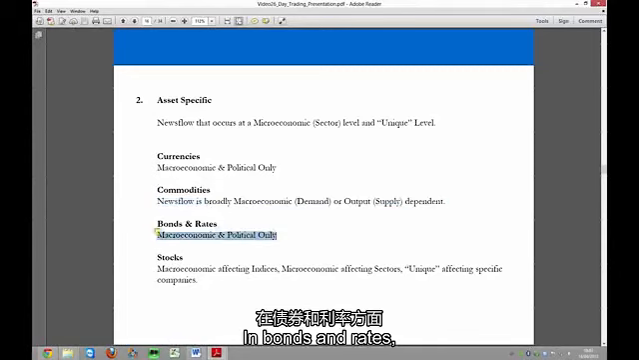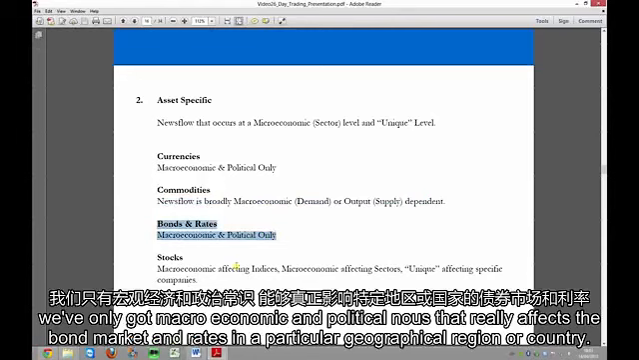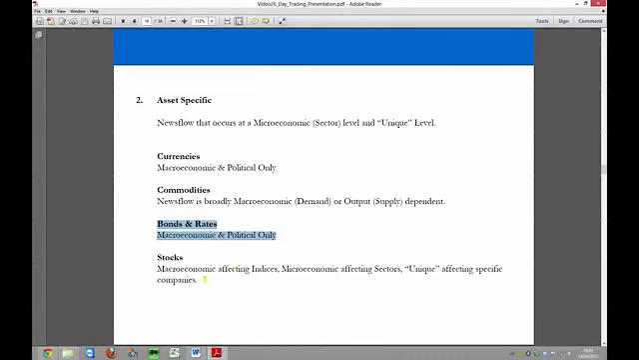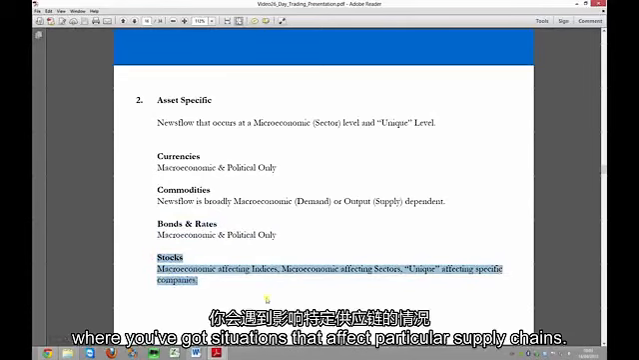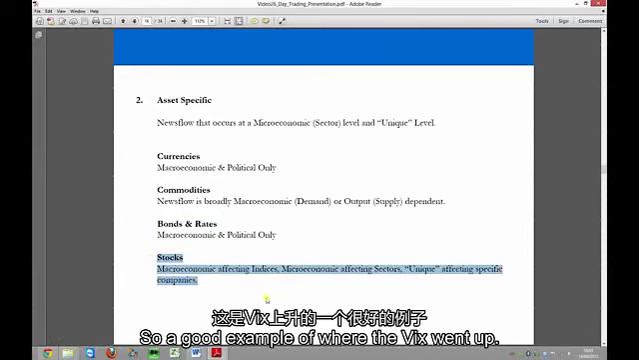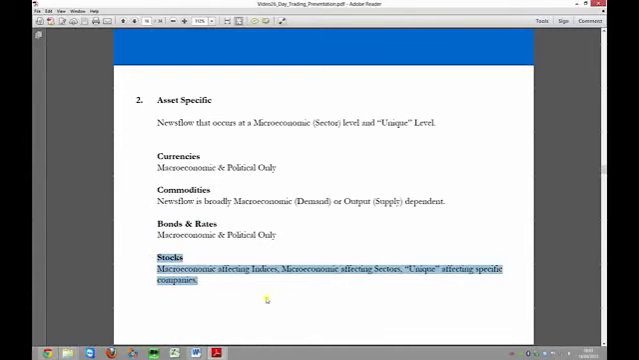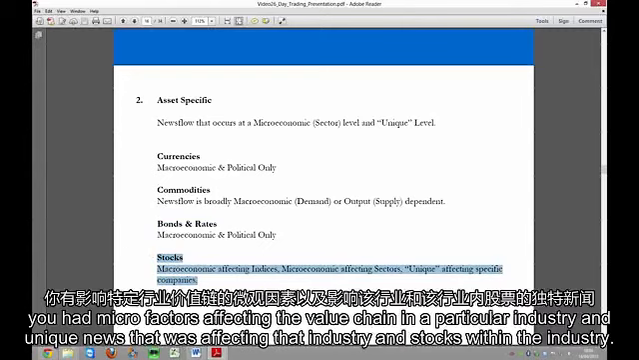In bonds and rates, we've only got macroeconomic and political news that really affects the bond market and rates in a particular geographical region or country. Micro factors really affect stocks the most, where you've got situations that affect particular supply chains. So a good example of where the VIX went up significantly, and at the same time you had micro factors affecting the value chain in a particular industry, and unique news that was affecting that industry and stocks within the industry.